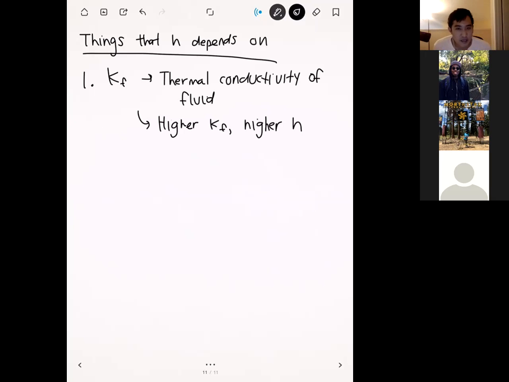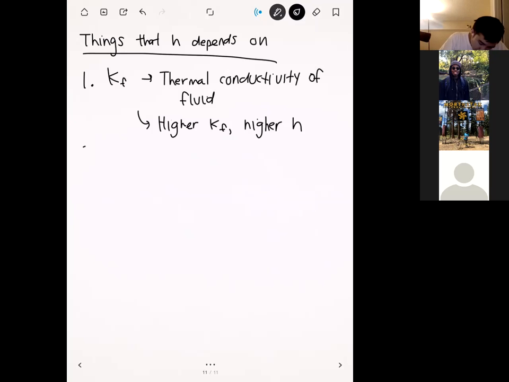And intuitively, this makes sense, right? If you have a fluid where the particles are really good at transferring heat to each other, then that's going to make it so that overall the convection coefficient should also be really high, because the fluid itself is already naturally really good at transferring heat. Okay. And so if you have something like a liquid metal, like liquid mercury, then naturally, no matter how slowly you flow it, it's always going to have a high value of H, because the thermal conductivity of liquid mercury is really high.